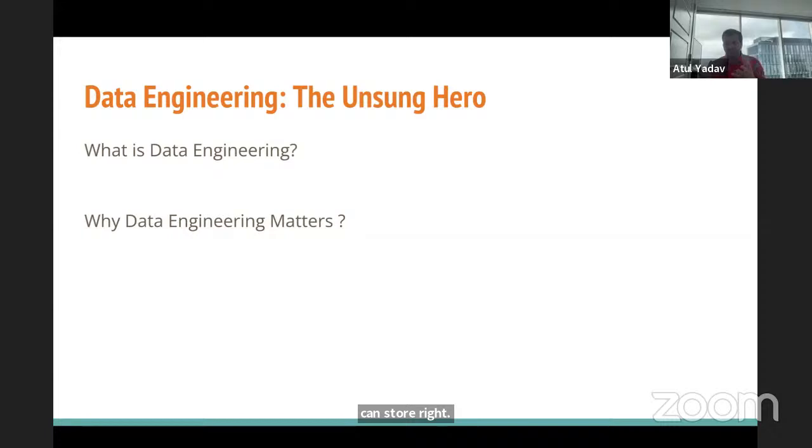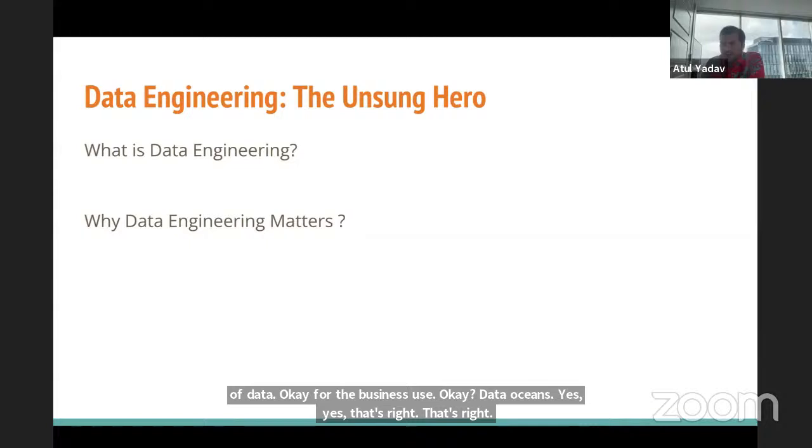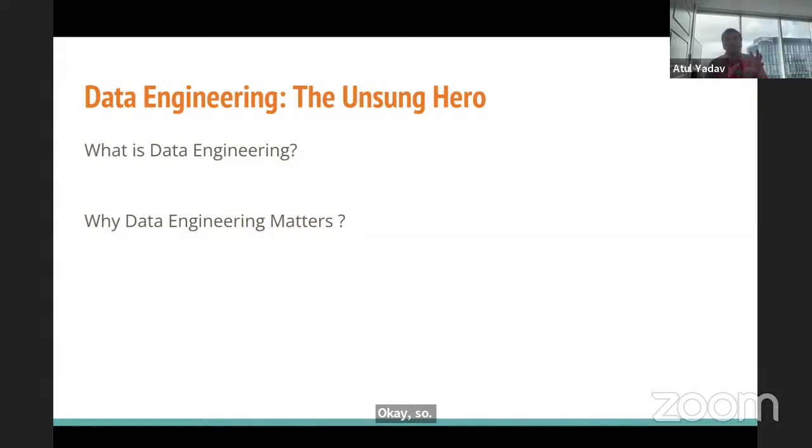And data lake, yeah, Himanshu mentioned the right term, data lakes. Data lakes are basically used for storing vast amounts of data for business use. Data oceans, yes, that's right. So this is where we store the data, and from there the data is being managed.